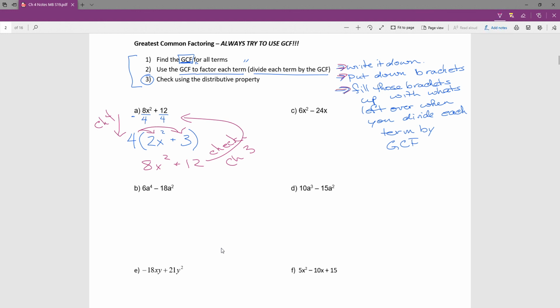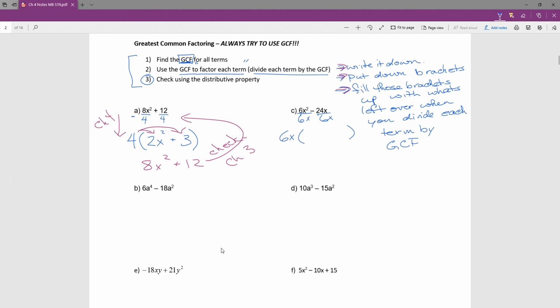Okay, so the next one, we've got C here, just because it's at the top. I need to identify the greatest common factor. The biggest number that divides into each of these terms would be a 6. And the variable component, I've got an x in both my terms, and so I just write down 1x. This one has 2 x's, but this one only has 1. So my greatest common factor is 6x. I wrote down my greatest common factor. I'm going to put down some brackets, and I'm going to fill those brackets up with what's left over when I divide each of the terms by that greatest common factor.